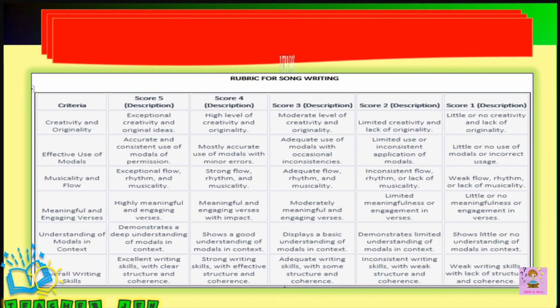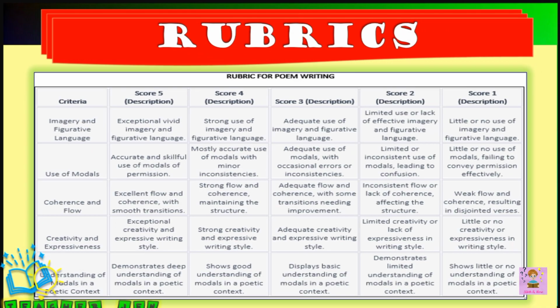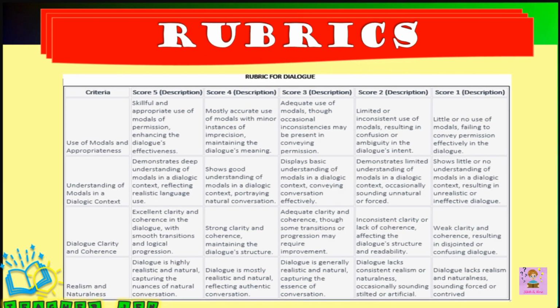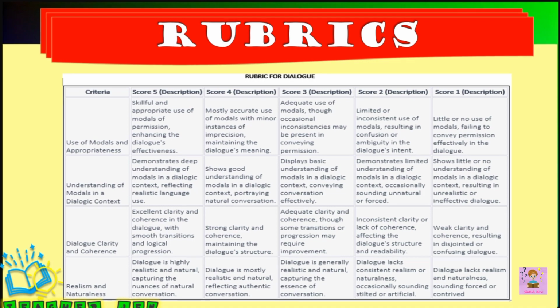Here are the scoring rubrics. These are very important because they give clear guidelines for assessing my learners' performance. They make sure that when I grade my learners, it is fair and consistent because through this, I have set specific expectations and levels of achievement.